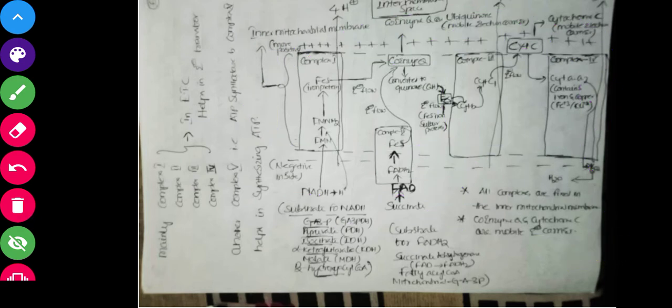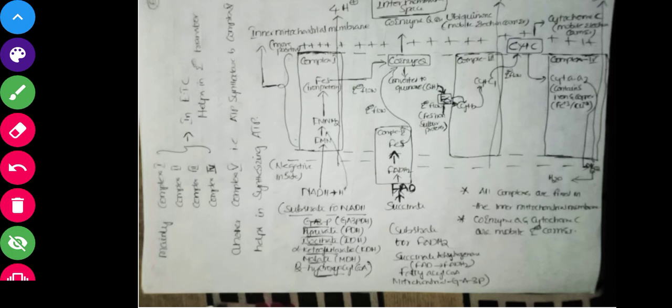So the only way is the fifth complex. The fifth complex will be there, and it will allow these protons to enter. This is the way how ATP will be synthesized. We will see that in the future slides. First we will study how the electrons will flow in the electron transport chain reactions.